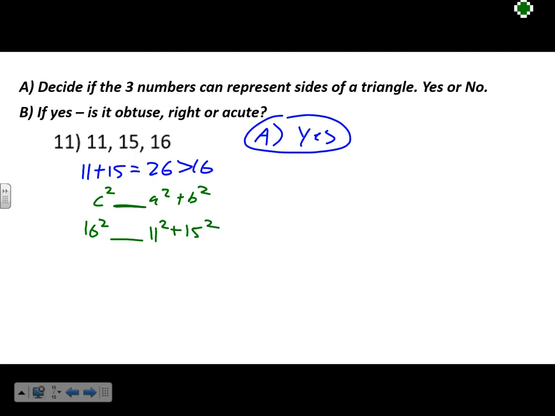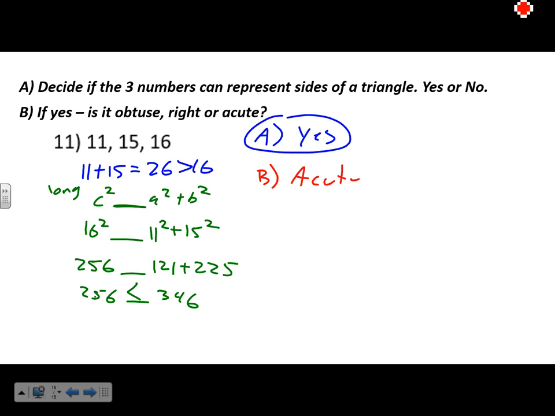16 squared is 256. 11 squared is 121. I think 15 squared is 225. But again, if you're not sure, definitely check. Even if you think you're sure, I would check. 121 plus 225 is 346. So 256, the longer side, is smaller. The longer side squared is smaller than the two shorter sides squared. So this B, that means it is acute.